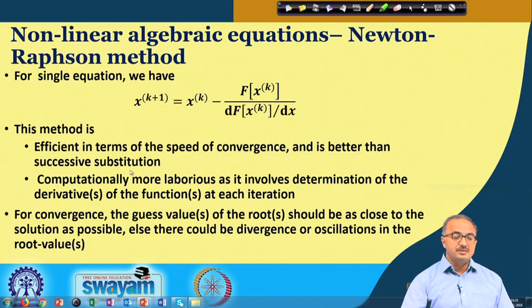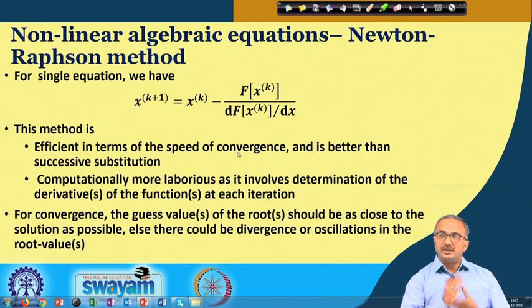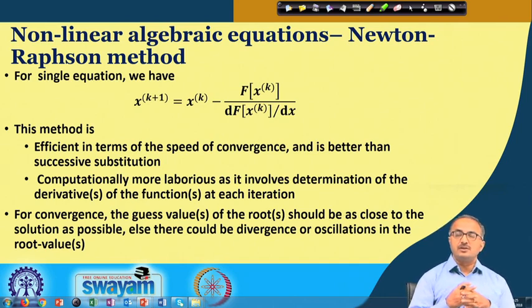But it is computationally more laborious, because we always have to find the derivative of the function. Especially these derivatives become difficult to find if we have a very complex set of equations. So, that becomes a very computationally intensive job. So, even though it gives fast convergence, this is a drawback, a feature which sometimes makes it difficult to implement.